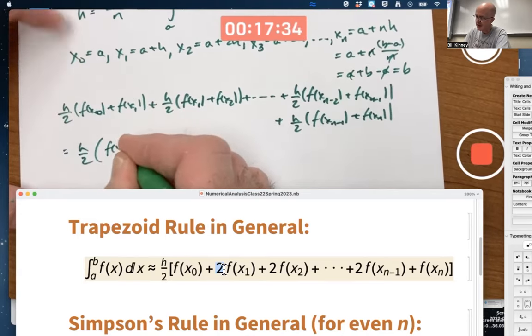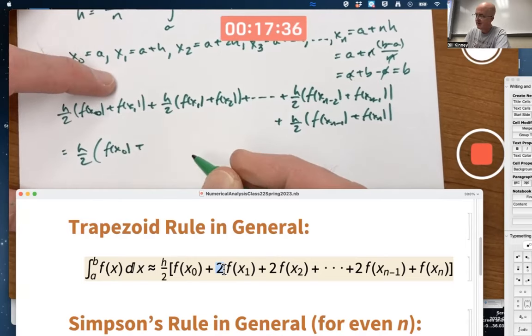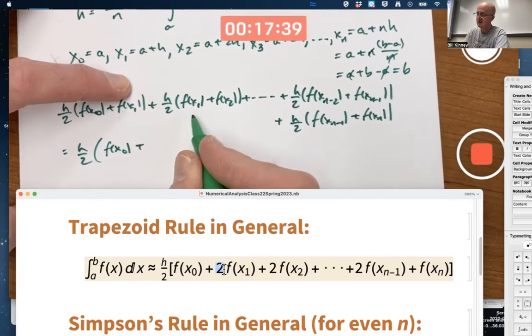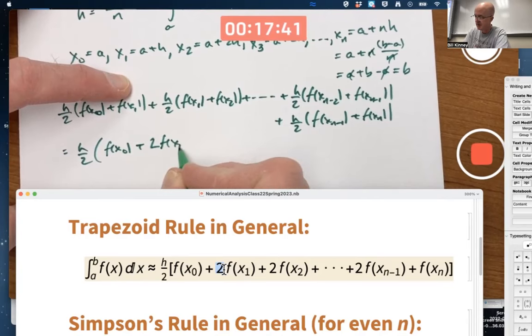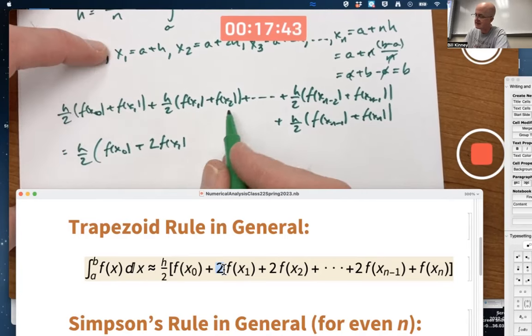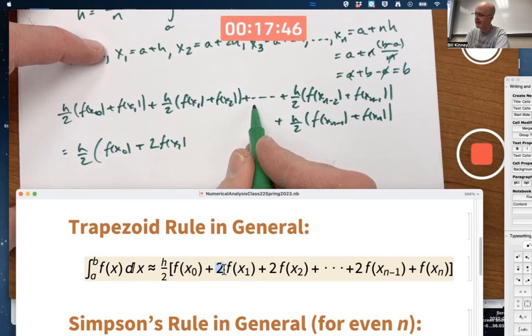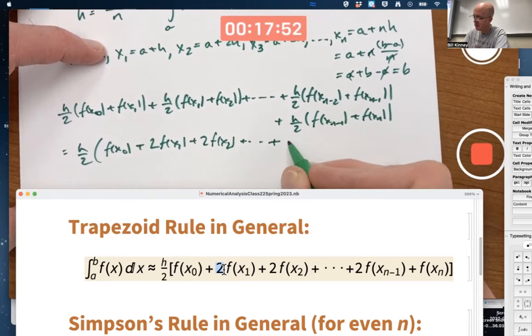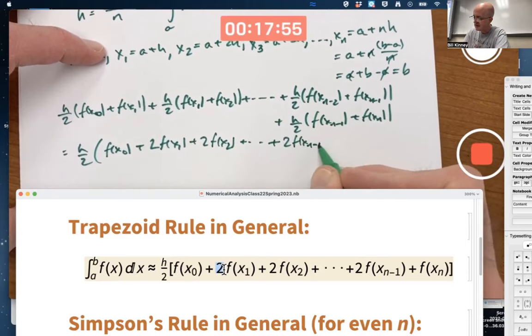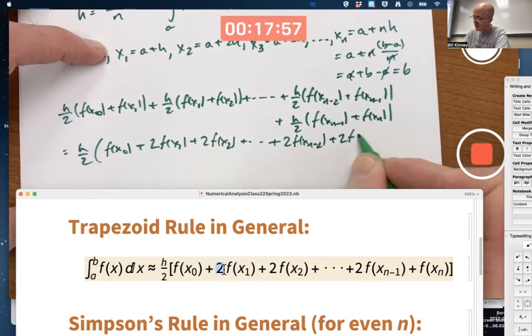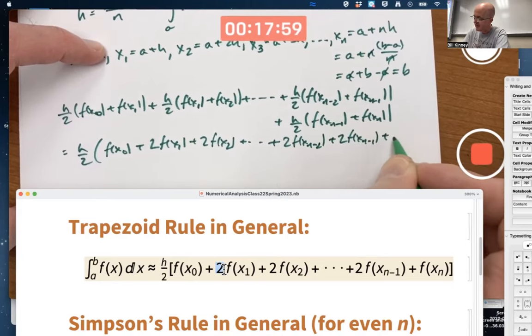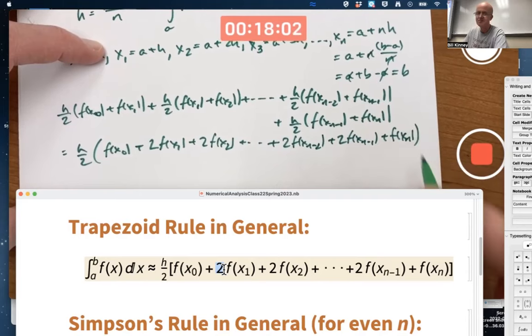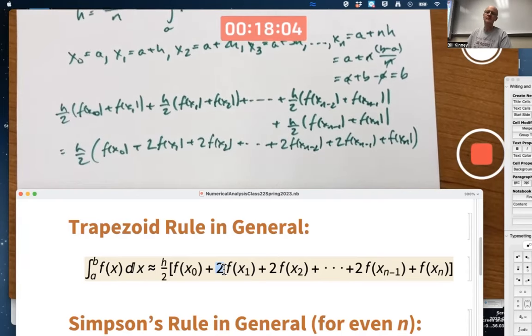F of x0 only occurs once. F of x1 occurs twice, here and here. So you need 2 of them. F of x2 occurs twice, here and someplace right there where I didn't write it. So you need a 2 in front of it, etc. F of x n minus 2 occurs twice. F of x n minus 1 occurs twice. But f of xn only occurs once. That's where this general trapezoidal rule comes from.